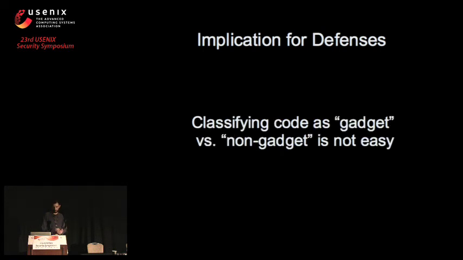The final implication is that defenses like kBouncer, which try to classify code as either useful for gadgets or not useful for gadgets, is very hard. kBouncer likes to say that gadgets are things which are shorter than 20 instructions, and non-gadgets are things longer than 20 instructions. But we can, as an attacker, find things which are longer than 20 instructions, which would otherwise be useless, and use them for the sole purpose of tricking kBouncer into believing that there is no attack. So doing this classification is hard, and it might not even be possible to do.